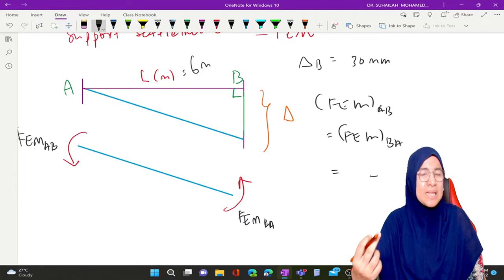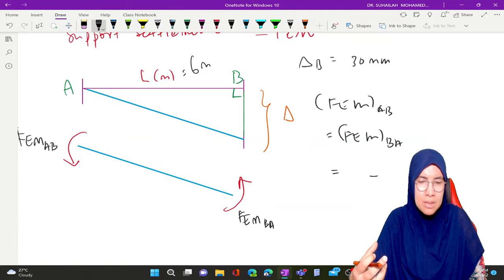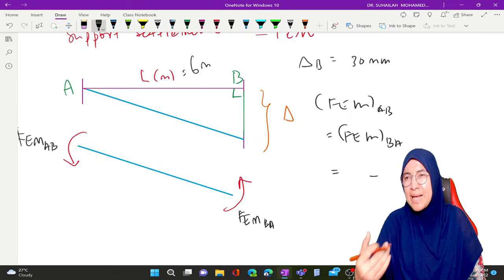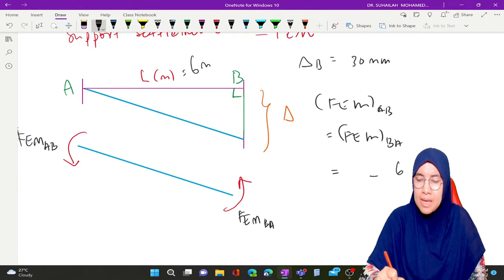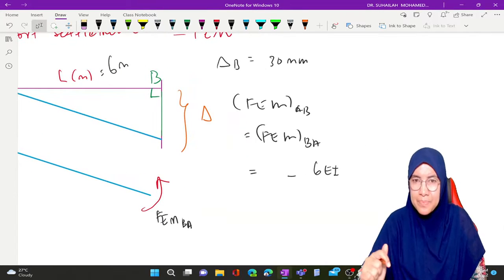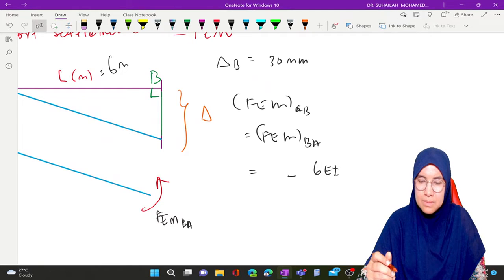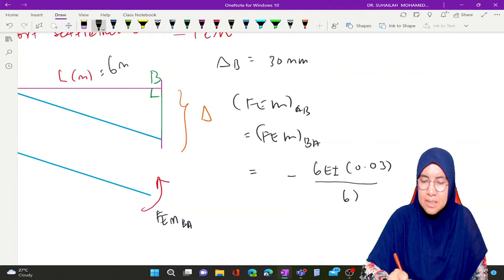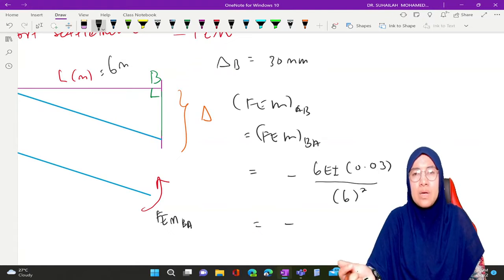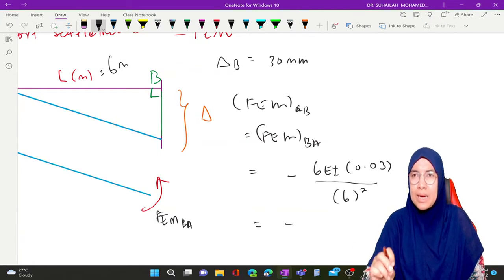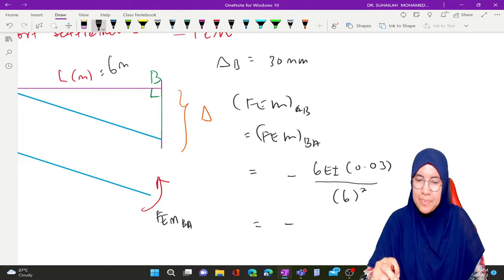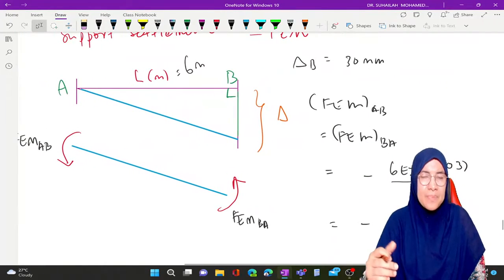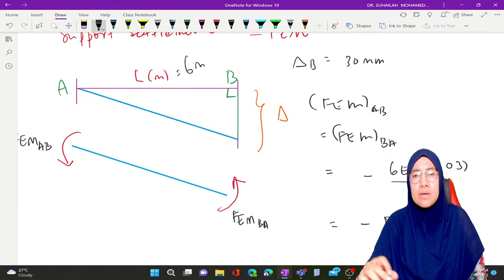because we know that we must get a negative value representing the moment direction, the direction that pushes the beam back to its original position. It must be negative because of the behavior. So it is 6 EI, delta is 0.03, divided by L squared, L is 6. So we get a negative value. That is how we calculate FEM due to support settlement.